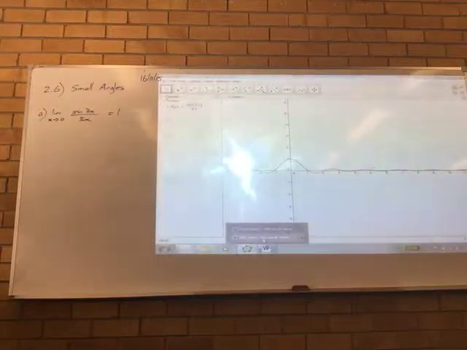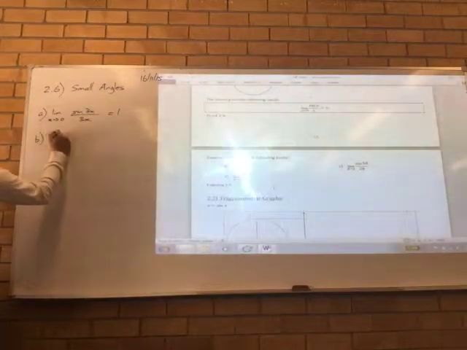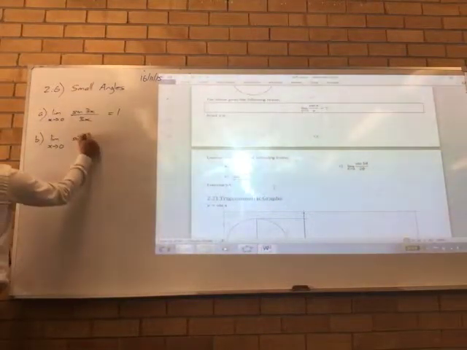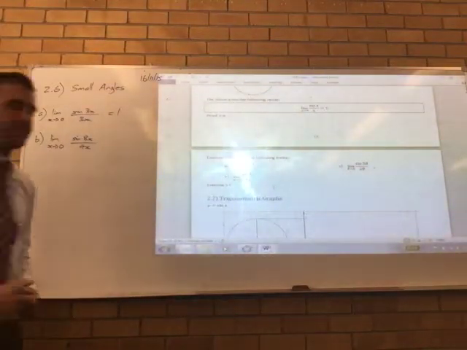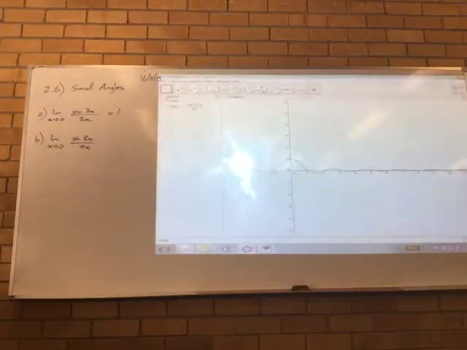Alright, B. The limit as x approaches 0 of sine of 8x over 4x. Alright, I'm going to show you this first before we try and answer it. Sine of 8x over 4x. Alright, what is that one?